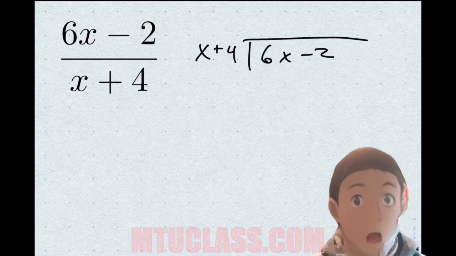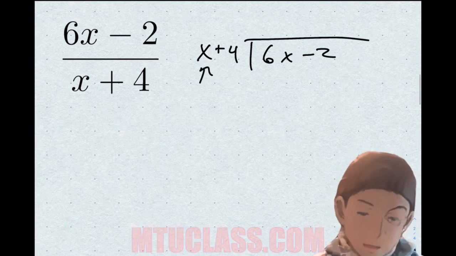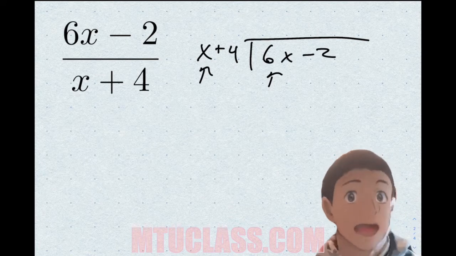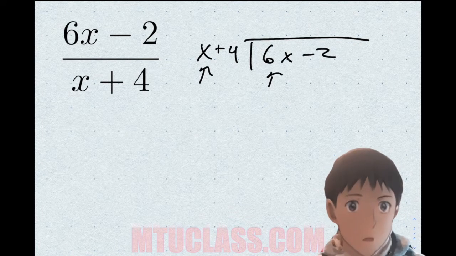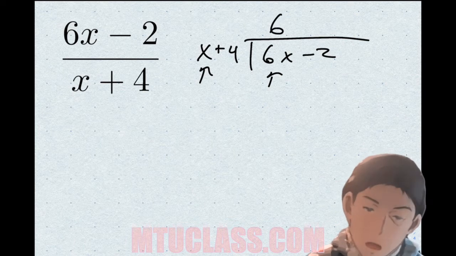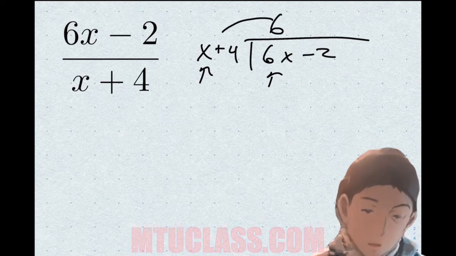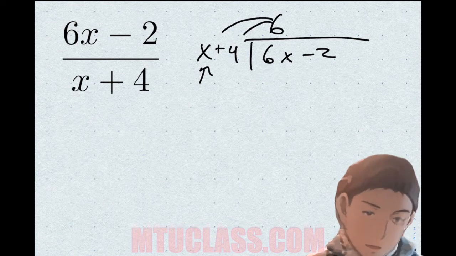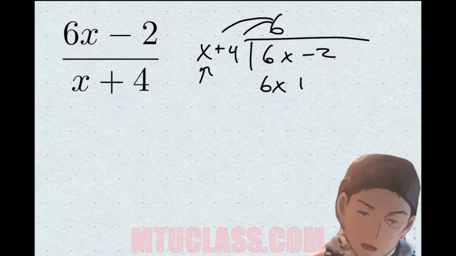Now, the only thing I worry about is the x and the 6x. Okay, and I say, all right, what do I have to do to the x to make it 6x? And obviously, that's multiply by 6. So that's what I do. Boom, I put my 6 on top. I multiply the 6 times the x, 6 times the 4, and I'm going to get 6x plus 24.